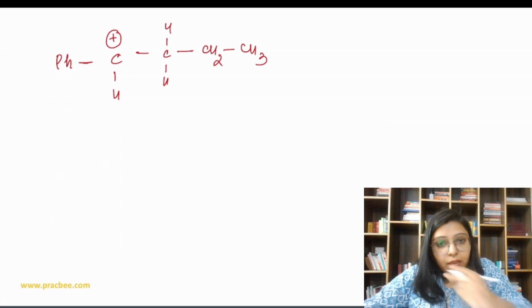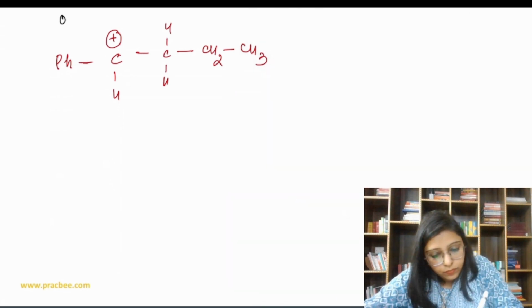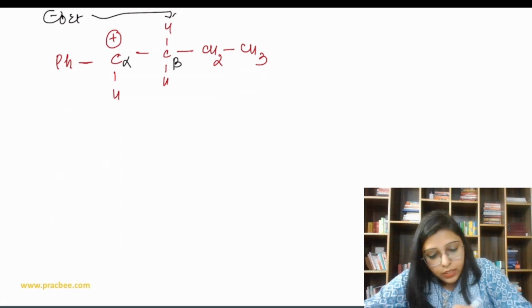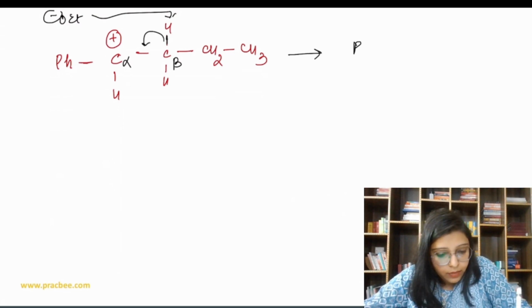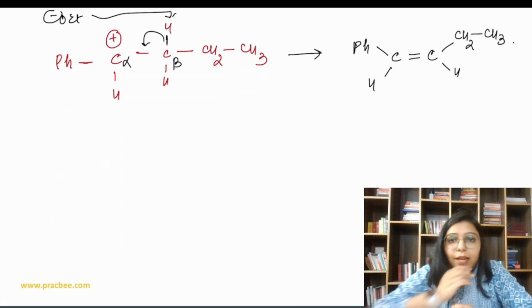Theek hai? We have to form alkene. So what happens? OEt minus abstracts. This is alpha carbon, this is beta carbon, na? So OEt minus abstracts this, and electron of this bond shifts over here, and we get phenyl C, H, double bond C, H, and CH2, CH3. So we get this alkene as the major product.